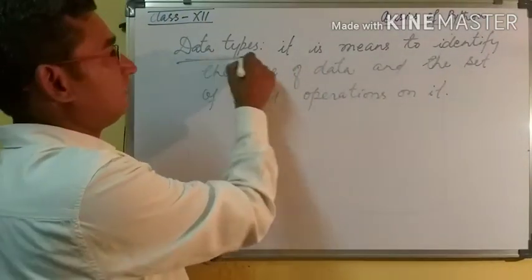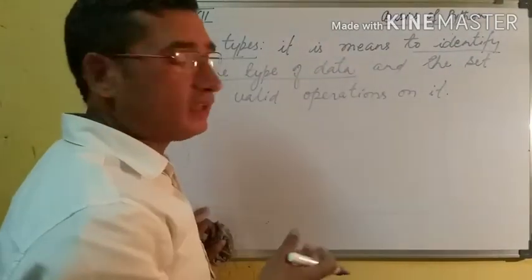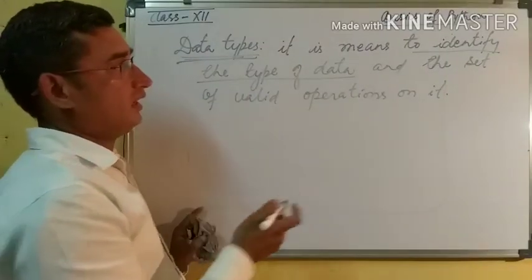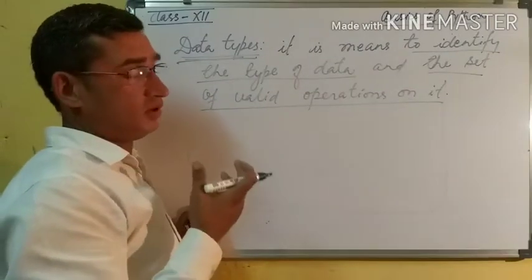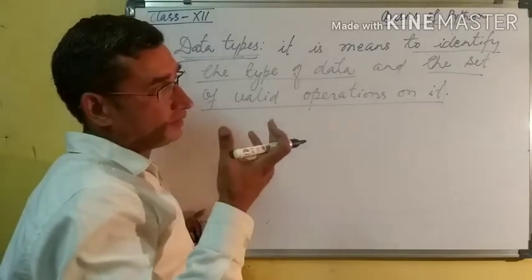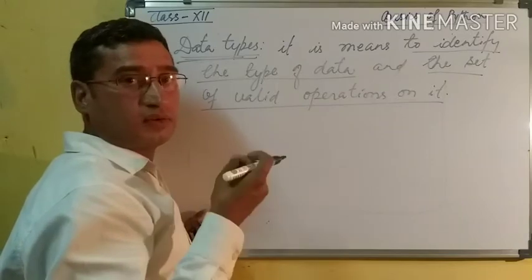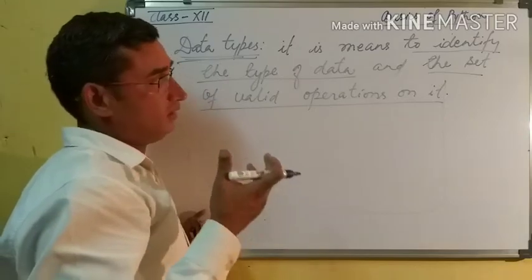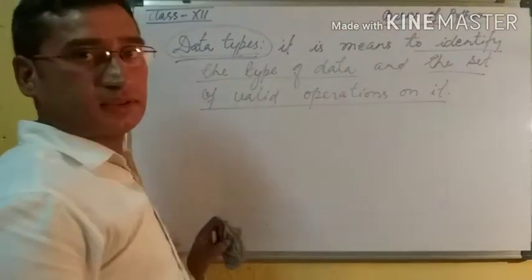Here you can say data types, it is means to identify the type of data. Means in your program, what kind of data you are using, data types identifies this one, the kind of data you are using. And secondly, the set of valid operations on it. Set of valid operations on it means if you have numerical data, then what kind of operation you can perform on that data. If you have character data, means if you have a string, then what kind of operation you can do on it. If you have a collection of data, then what kind of operation you can do on that data, it is defined by the data types.